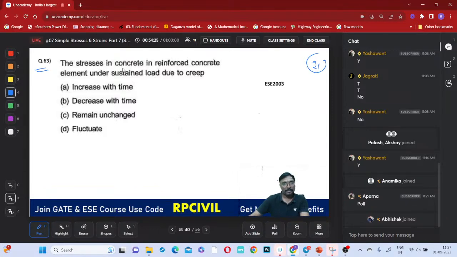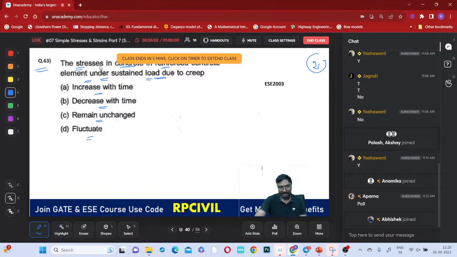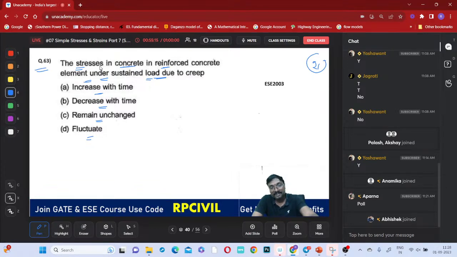Right, Abhishek, good morning. The stresses in concrete in a reinforced element under the sustained load due to creep. Whether it is concrete or steel or any material, whenever the creep strains increase, will the stresses be constant or changing? Do the stresses increase with time, decrease with time, remain unchanged, or fracture? Stress relaxation due to creep at the sustained load will occur. It will result in a decrease in the stresses. Stress relaxation will occur because of this creep. In prestress also we consider this, do you remember? So it decreases with time.